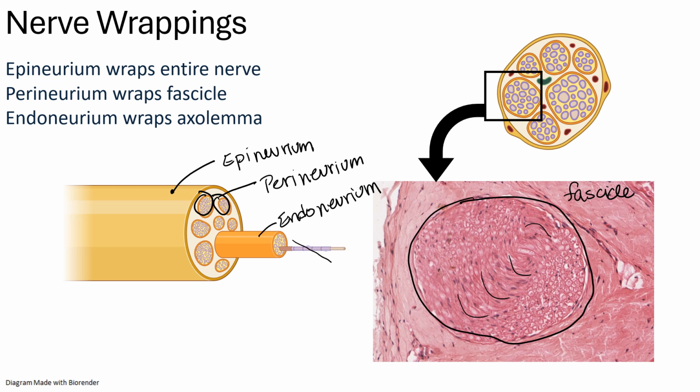Right? So these wrappings don't just separate axons from themselves or axons from nearby tissues. Remember that these wrappings provide routes for things like blood vessels that you can see up there on the left, and lymph vessels, which are like an extra drainage system.